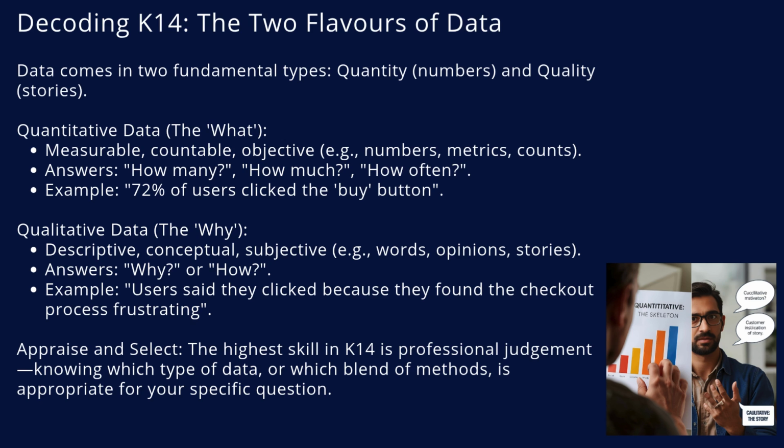The final, and most important, part of this KSB is the knowledge of how to appraise and select the right method. This is about professional judgment. It's knowing that if you want to know what is happening, you need quantitative data, but if you want to know why it's happening, you need qualitative data.